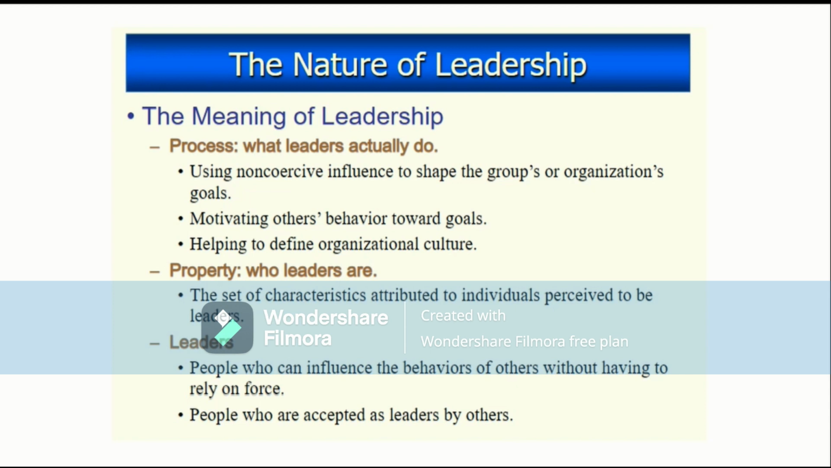Basically, as a process, the use of influence to shape the group or organization's goals, motivate behavior toward the achievement of those goals, and help define group or organizational culture. As a property, it is a set of characteristics attributed to individuals who are perceived to be leaders. Basically, the people who can influence the behavior of others without having to rely on force are those accepted by others as leaders. And the key part is the ability to affect the behavior of others.